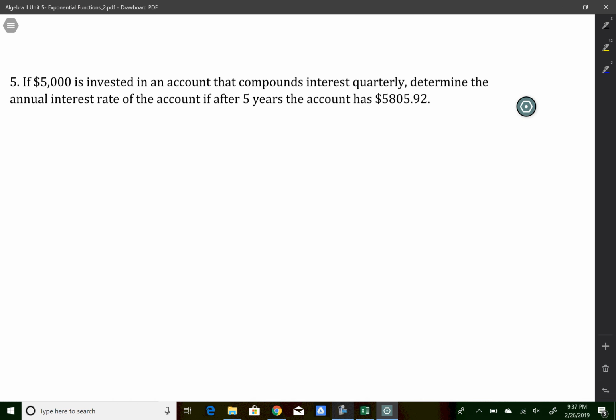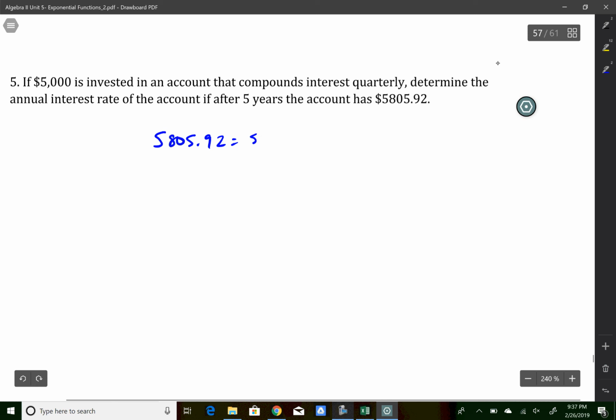Lastly, $5,000 is invested in an account that compounds quarterly. Determine the annual interest rate for the account after 5 years when the account is $5,805.92. So again, this is going to be one of those weird questions where we have to find the rate. If we plug in what we know, we know the ending amount, or the final amount, future amount, whatever you want to call it. We know the initial amount. We know it's 1 plus the rate, which we don't know, divided by quarterly, so that's 4 times a year, all to the 4 times 5.